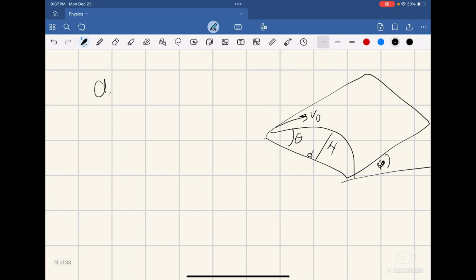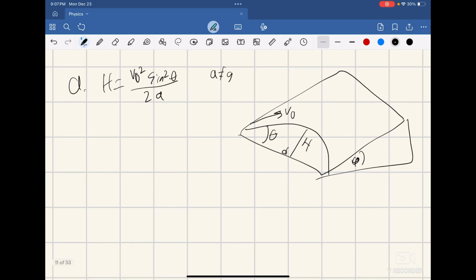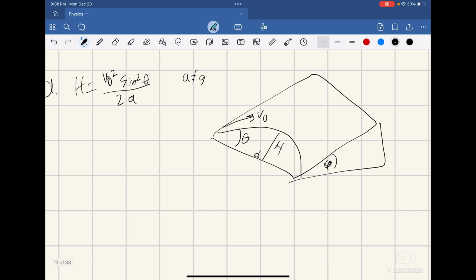To find h, because that's the maximum height, we will use a formula: v initial squared times sine squared theta over 2a. Here we don't use g. A is not equal to g, because this is not a free fall system. It is bounded by a slope downwards, right?